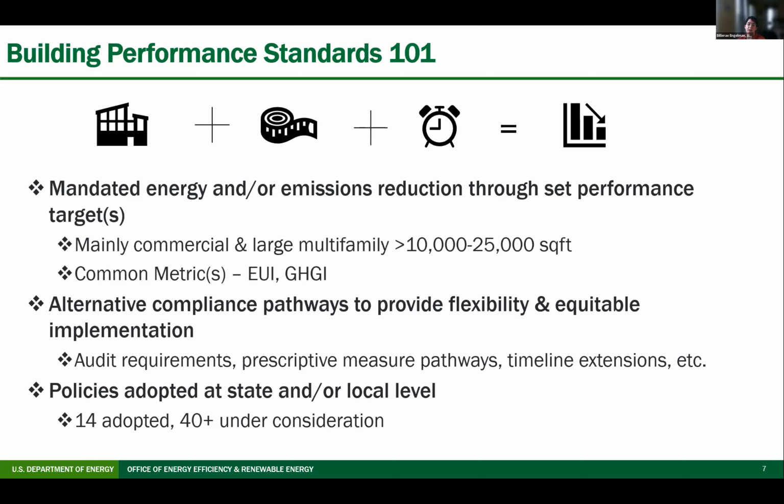We do see a lot of alternative compliance pathways being designed for these policies, especially to provide flexibility and equitable implementation. And so we see things like audit requirements in lieu of or in support of the performance targets. We see timeline extensions, especially for building types like affordable multifamily housing, where the financing structures don't quite line up with the original compliance timelines. Those types of things to really be able to include as many buildings as possible in the policies, but still recognize individual circumstance. And as I mentioned before, we see over 40 policies being considered, and those jurisdictions mostly have joined the national coalition at this time. But over 14 have been adopted at this point. So we're definitely seeing a lot of momentum in this space, which is very exciting.